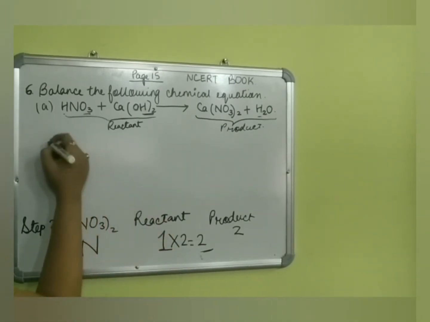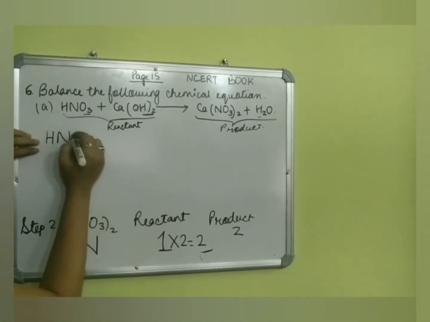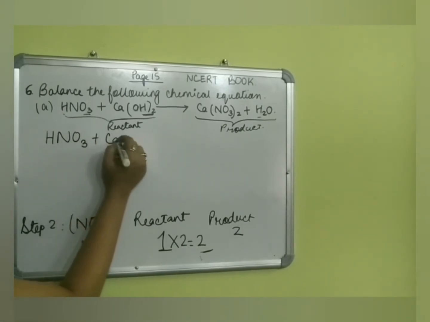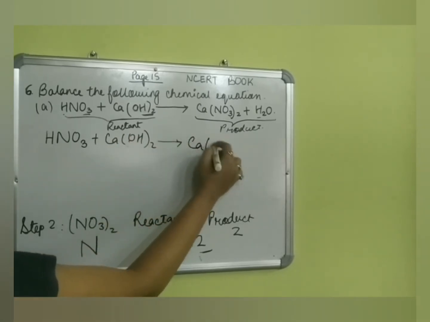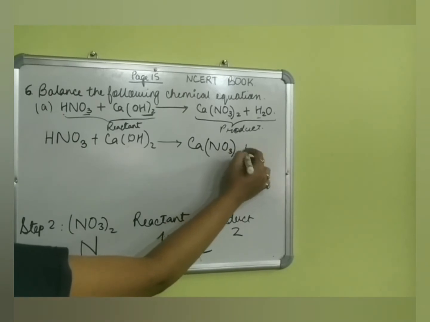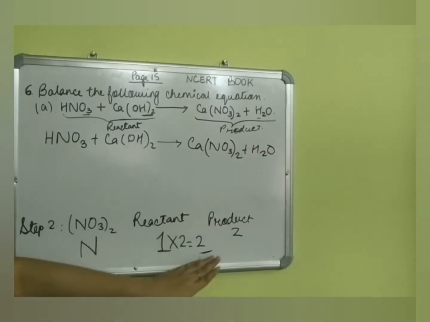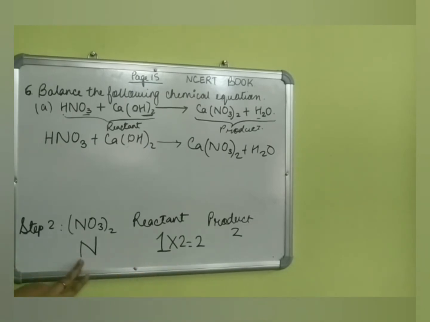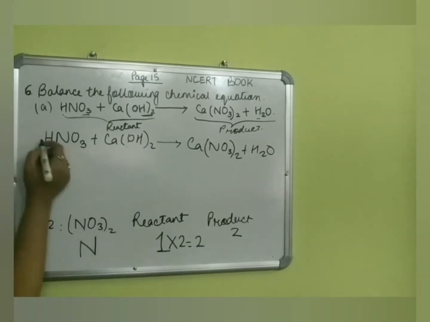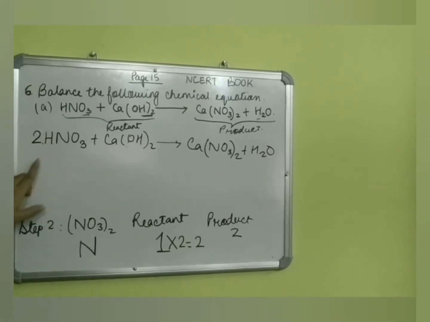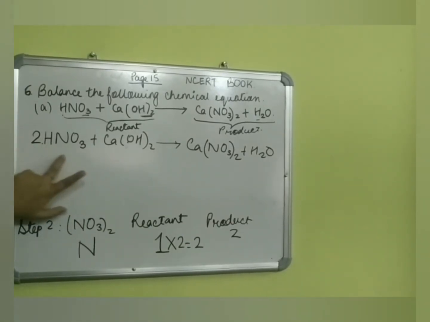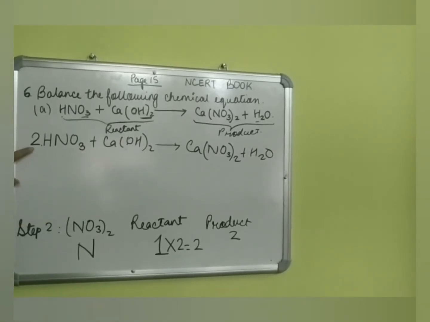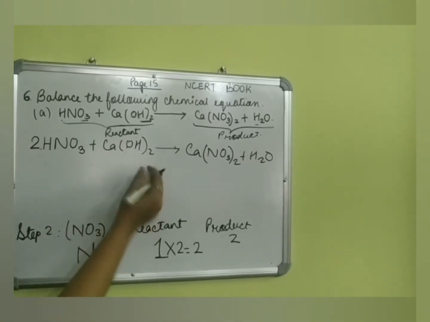From this I will form the new equation. HNO3 plus Ca(OH)2 gives us Ca(NO3)2 plus H2O. Here I am writing the exact equation, and in the reactant side we have 2, so here I am writing 2. And I cannot write the 2 here, because it will change the molecular formula. Anyway, let's again calculate the number of atoms in the reactant.